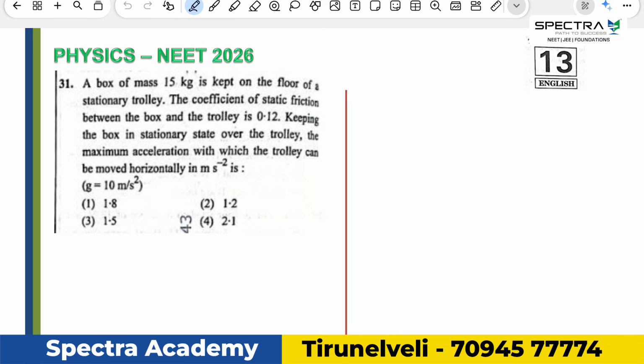Thank you, students. Hi students, now we are going to discuss question number 31 to 45 from the NEET 2026 paper. So let us read the first question and see how you can answer that question.